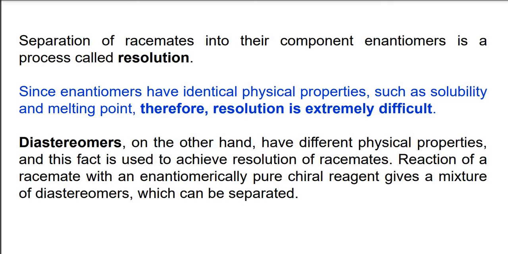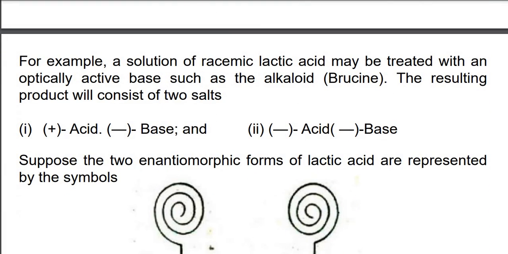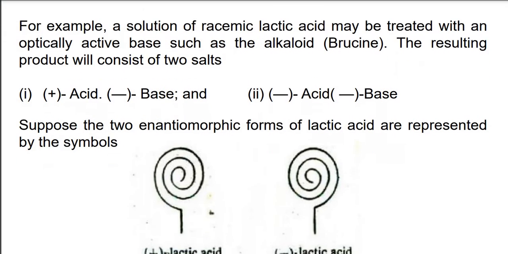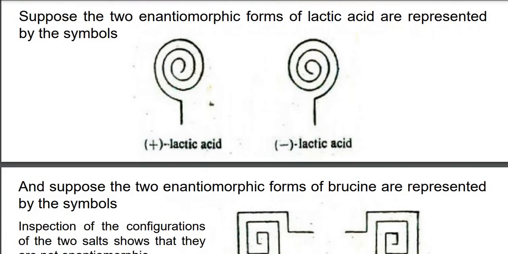Since enantiomers have identical physical properties such as solubility and melting point, resolution is extremely difficult. Diastereomers, on the other hand, have different physical properties, and this fact is used to achieve the resolution of the racemate. The reaction of a racemate with an enantiomerically pure chiral reagent gives a mixture of diastereomers which can be separated. For example, a solution of racemic lactic acid can be treated with an optically active base such as the alkaloid brucine, and the resulting product will consist of two salts: plus acid with minus base, and minus acid with minus base.